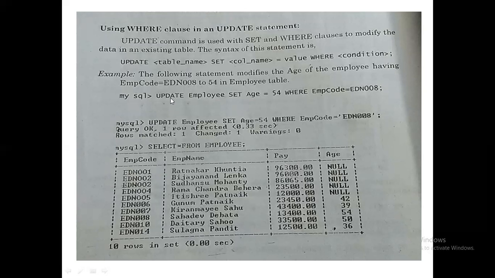So we have to write the syntax update employee set age equal to 54. किसका age change करना है, where employee code is equal to this one. So in this way we can change the age of a particular employee जिसका code है this one. So update employee set age equal to 54 where employee code is equal to EN008. So after executing this one, see here. जिसका employee code EN008 था उसका age 54 हो गया यहाँ पे देखो, ठीक है. So in this way you can change the value of a particular record.